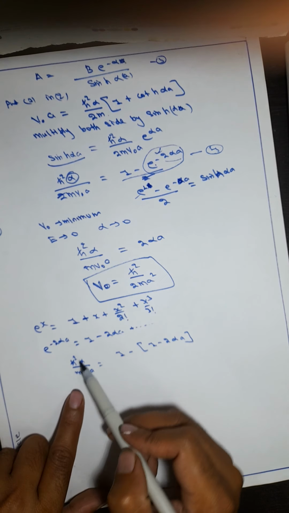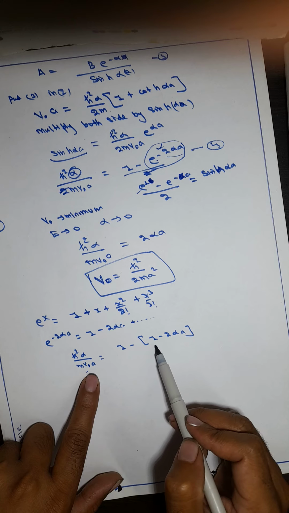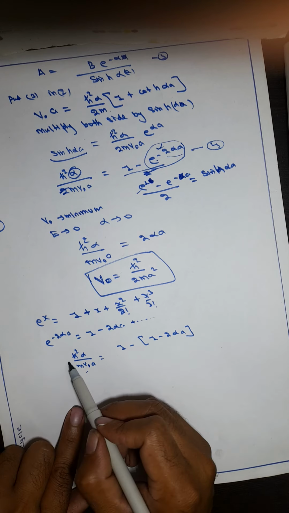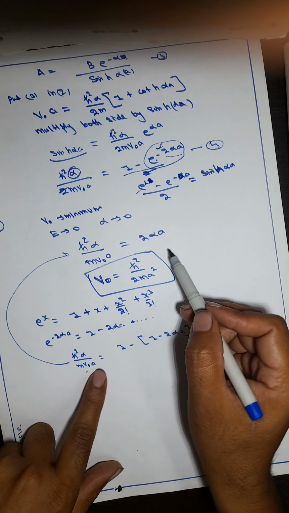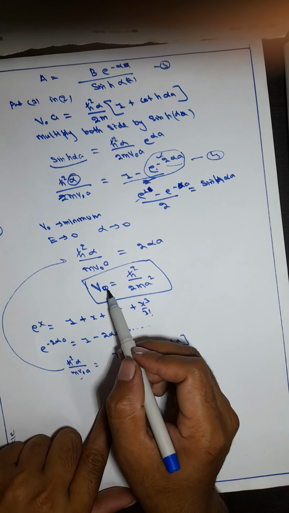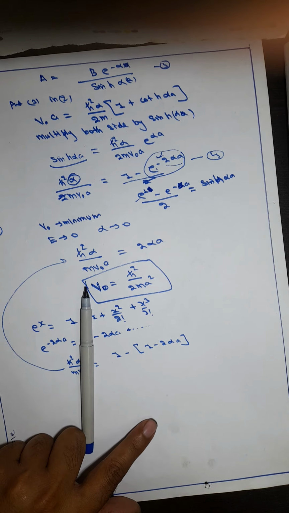Just take here h cut square alpha divided by m V naught a is equal to 1 minus 2 alpha a. So 1 to 1 cancel, and then just look here. So h cut square alpha by 2m V naught is equal to 2 alpha a, or V naught is equal to h cut square by 2m a square. This is the V naught for minimum. Okay, thank you guys.